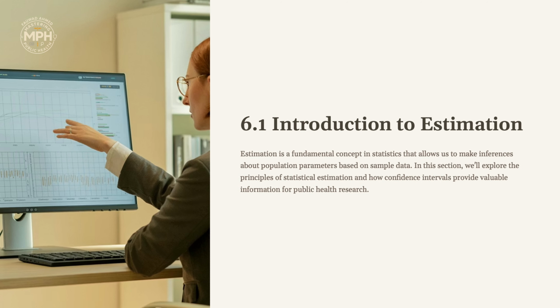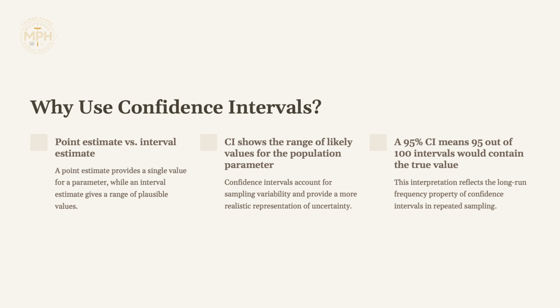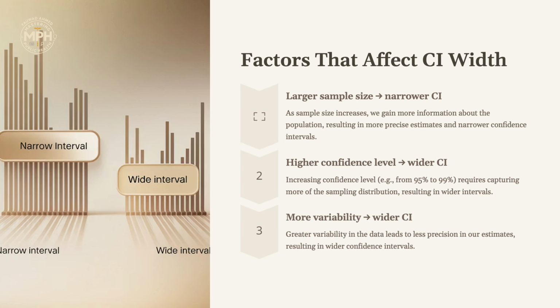First is Introduction to Estimation 6.1. When we collect sample data, we calculate a point estimate like the average blood pressure or the proportion vaccinated. But because we are working with a sample, we also calculate a confidence interval to show the range of plausible values. A 95% confidence interval means that if we repeated the study many times, 95% of the intervals would capture the true population value. Wider intervals mean less precision, and narrower intervals mean greater precision, often from larger sample sizes.